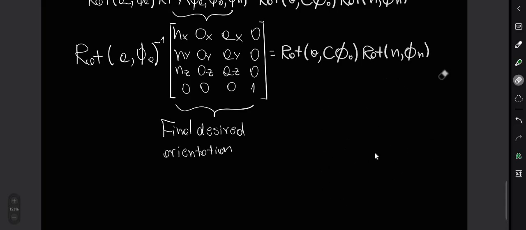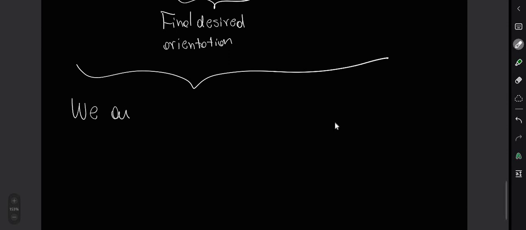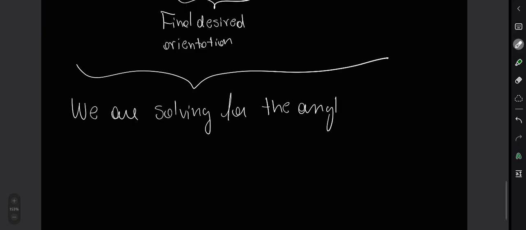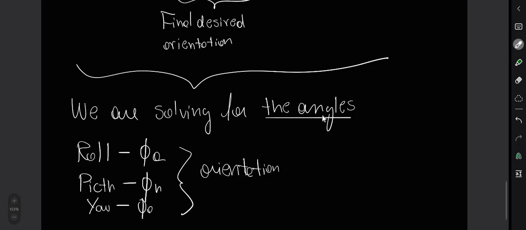And we are solving for the angles, roll, pitch, and yaw, and this will give the orientation.